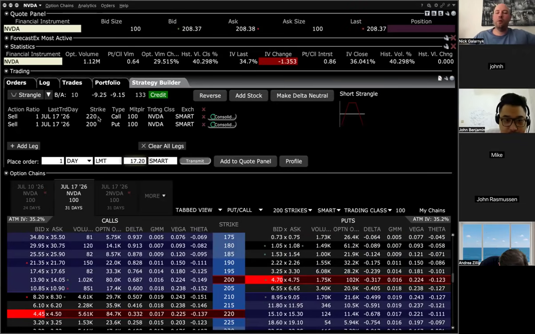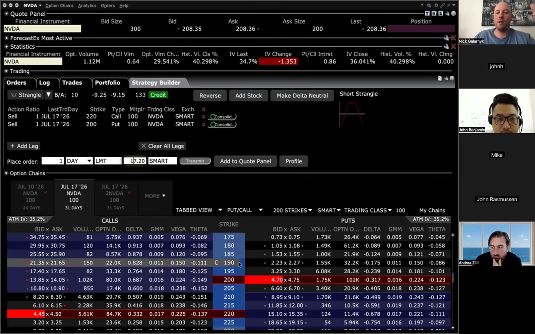And if it goes to 220, for example, on the upside, you would then make $11 of profit on your position in addition to the $9 you have right here. So you make about $20 overall of profit on 208, which is about a 9% return in the span of a month. Not bad at all.